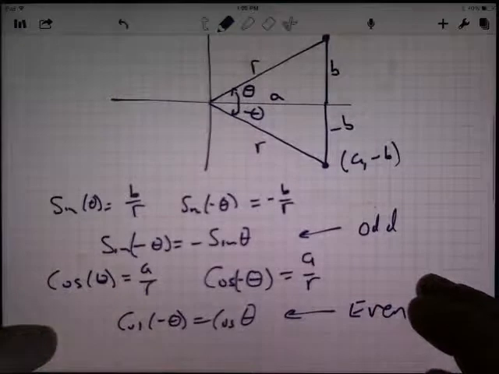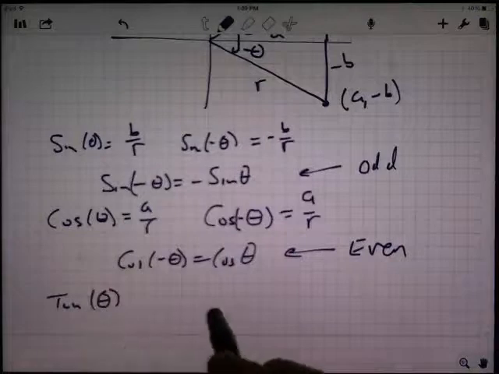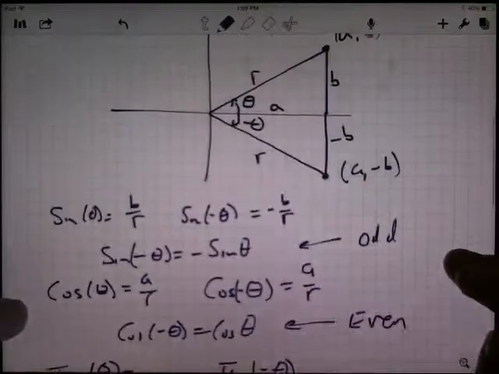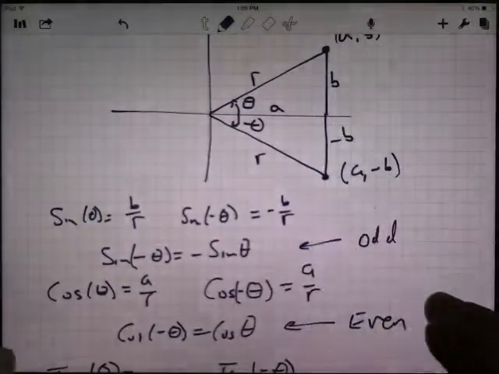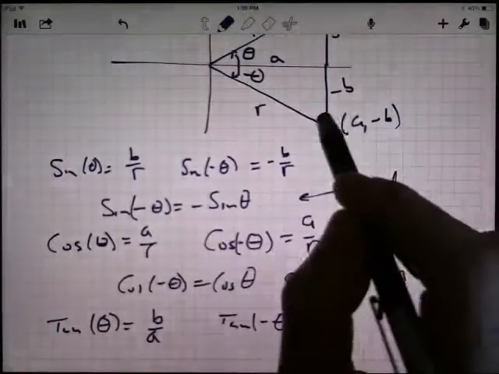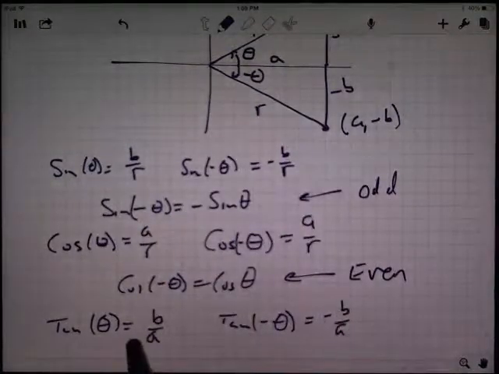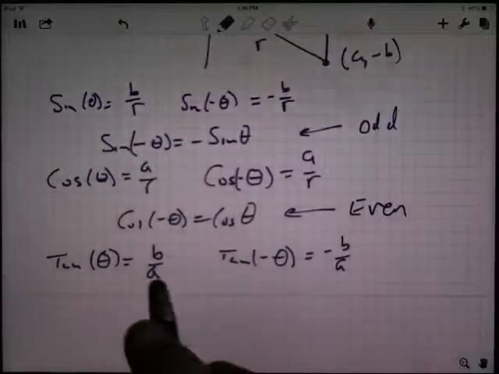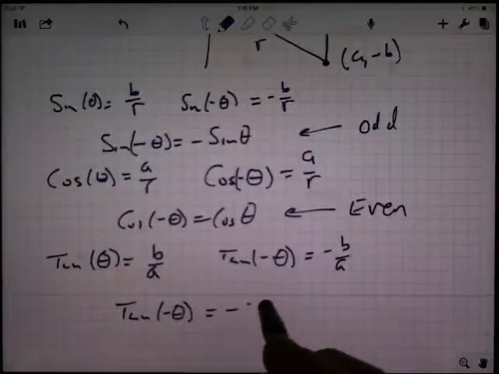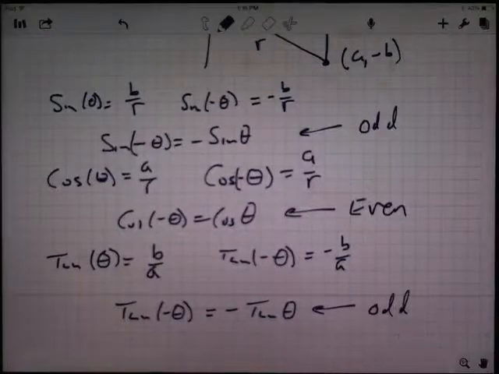Let's try some other ones here. The tangent. If I look at the tangent of this angle and the tangent of minus the angle, so the tangent of the angle, looking up here, of theta, is b over a. So I'll write that down right here. The tangent of minus theta, down here, is negative b over a, which is almost that one, but with a minus sign out in front. So the tangent of negative theta is equal to minus the tangent of theta. This is like the sine, this is an odd function.